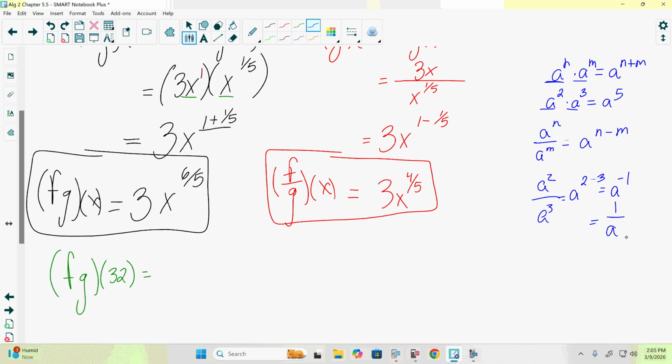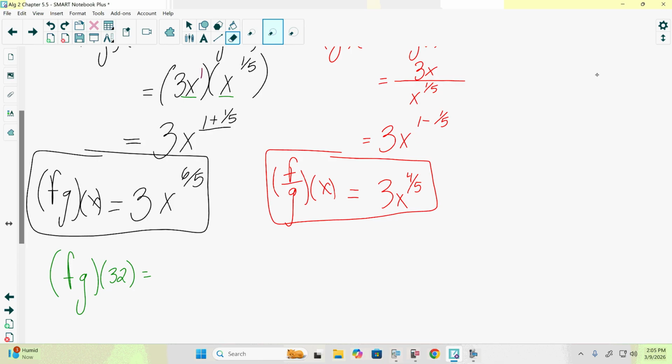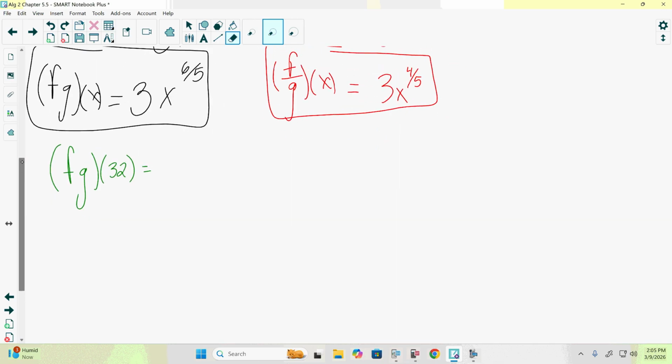We're used to this, but because we throw in those fractional exponents, it makes us think there's something different we need to do. Same properties still hold true. It's just that we get fractional exponents. Does that make sense? Okay. All right. Any other questions before we start evaluating?